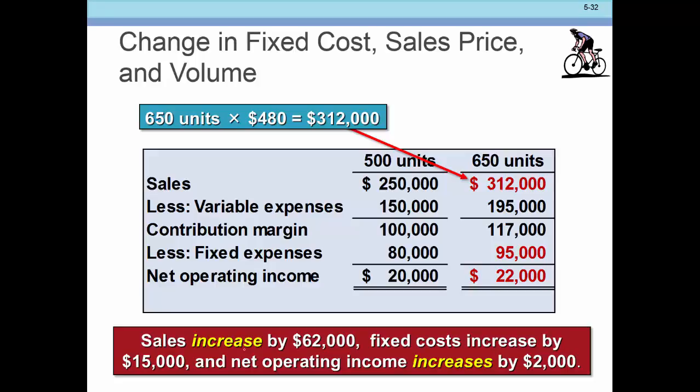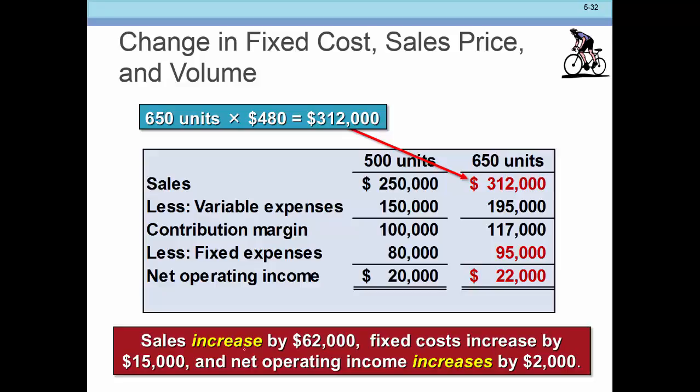So my sales price goes from 500 to 480. I drop the sales price, right? So my sales will be 312,000. My variable costs are going to be 650 times the $300 per bike, right? So I'm left with a contribution margin of 117,000. My fixed expenses are going to go up 15,000 because I'm doing that advertising campaign now, right? And when I look, I can quickly see that this is sort of looking like it's worth it in that my operating income is now 22,000 instead of 20,000, right?